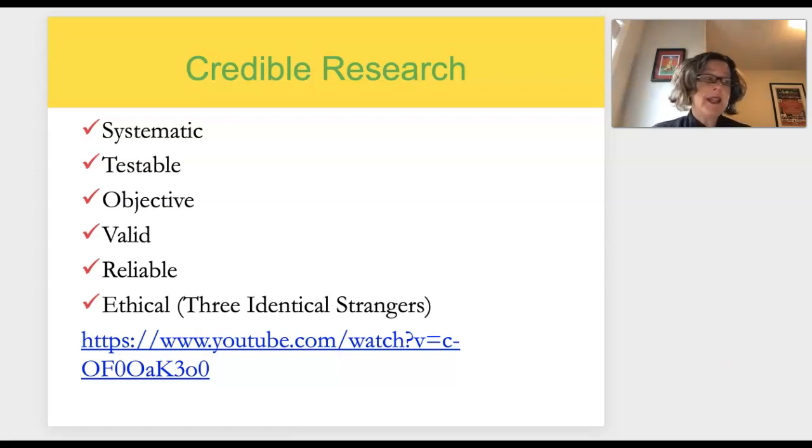Systematic basically means it's methodical, like there's actually a method to it, and it can be replicated. So it's a study that is not just a one-off, it can actually be replicated.